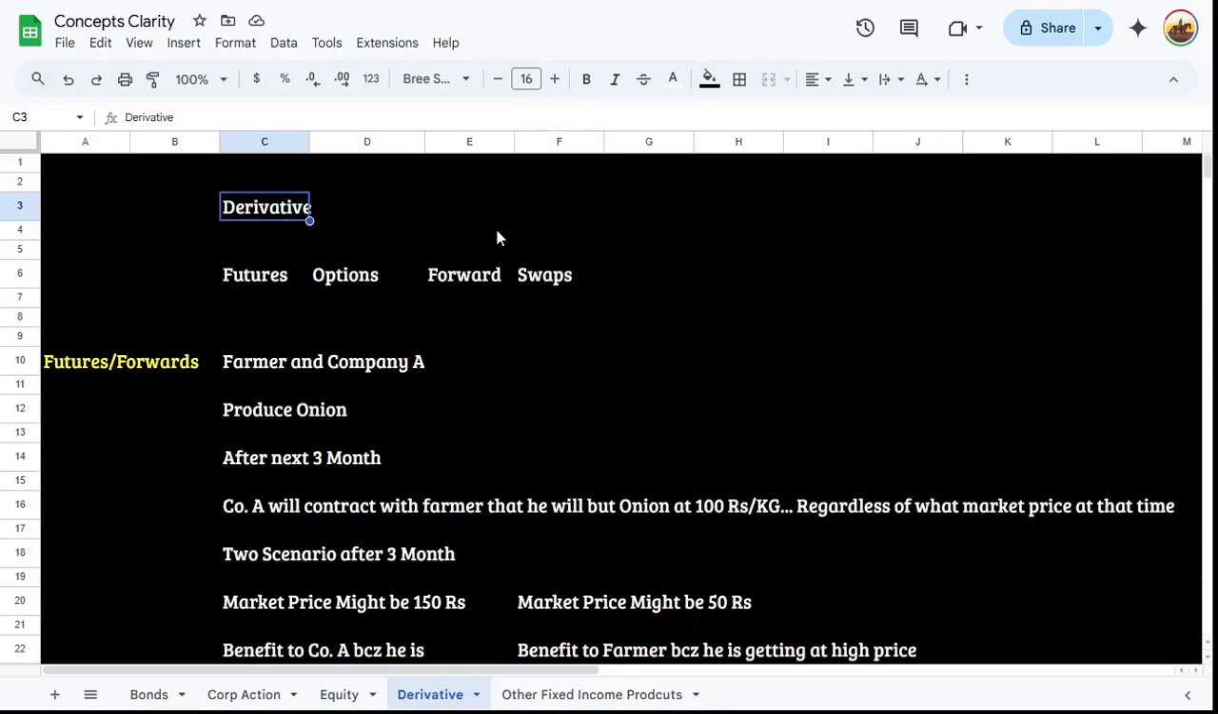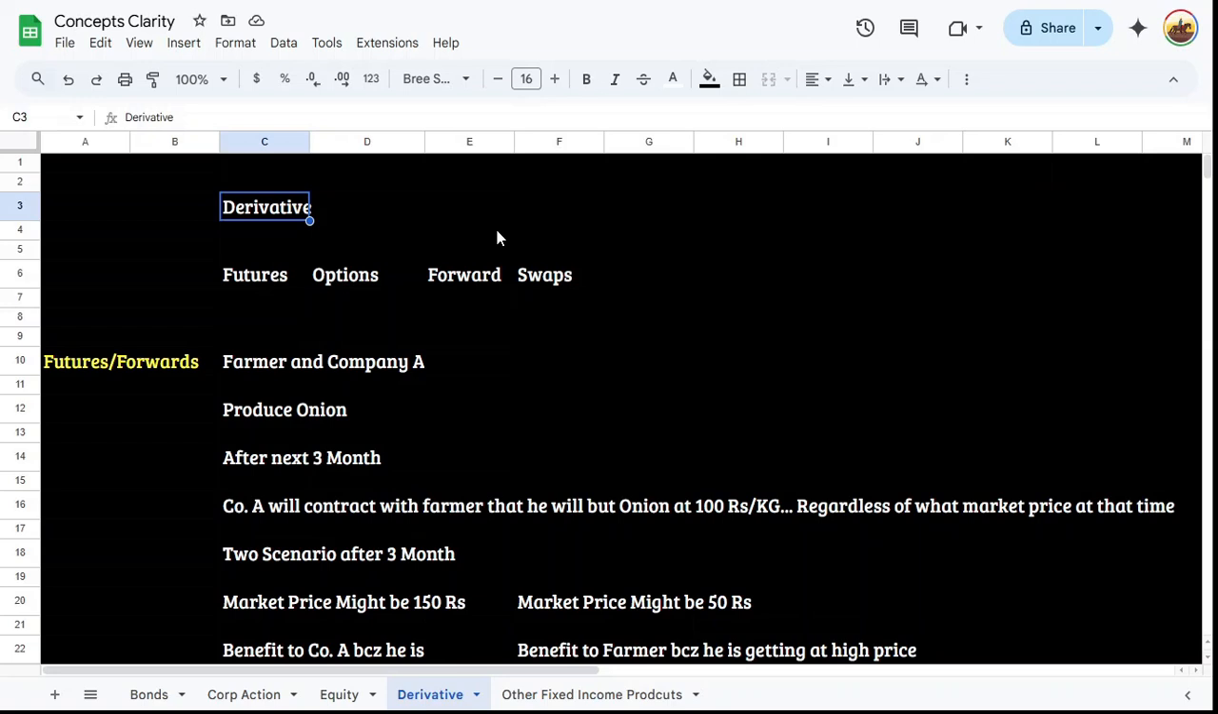Start with derivative. So we'll understand what is derivative. First, decode this word, derivative. It derived from the word derive. So you can say that derivative does not have its own value. Its value is derived from its underlying asset.